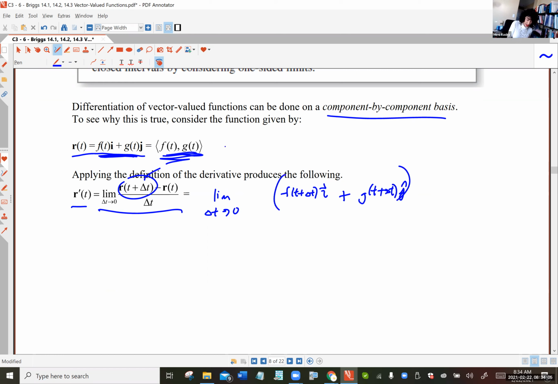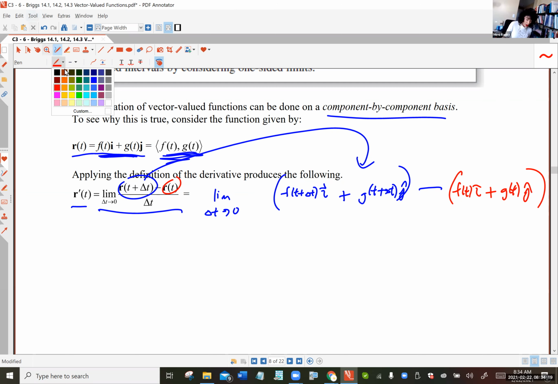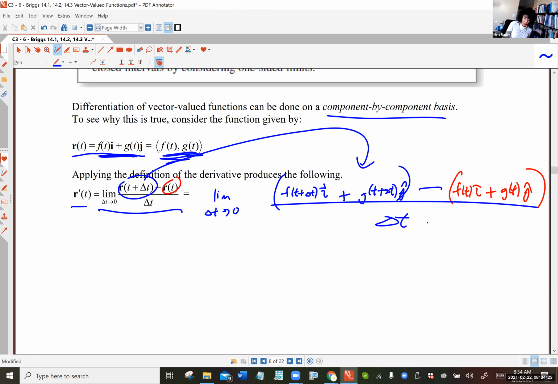So there's that guy right there, minus, and I'll even change colors to make a point, the original vector valued function. So f of t i hat plus g of t j hat there. And that's all over delta t. And we're taking a limit as delta t goes to 0. So then what? Well, I'm just going to rearrange the numerator a little bit. So how am I going to rearrange it? I'm going to distribute this negative and then put the f terms next to each other like this.